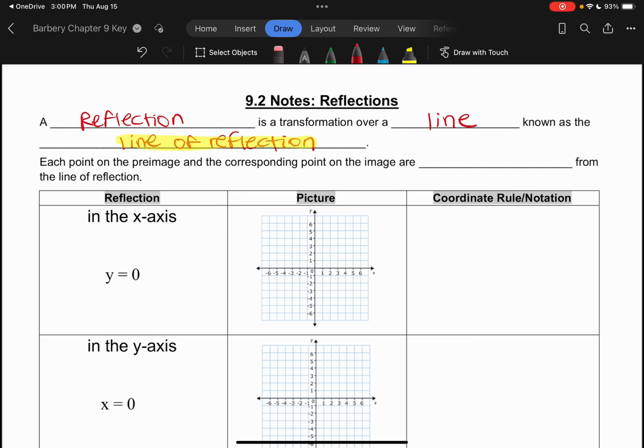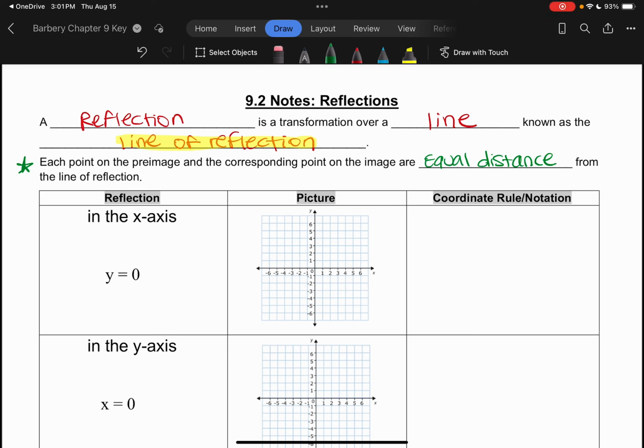And keep in mind here, this next part is going to be important. Each point on the pre-image and the corresponding point on the image are equal distance from the line of reflection. And I'll show you guys some examples down here.